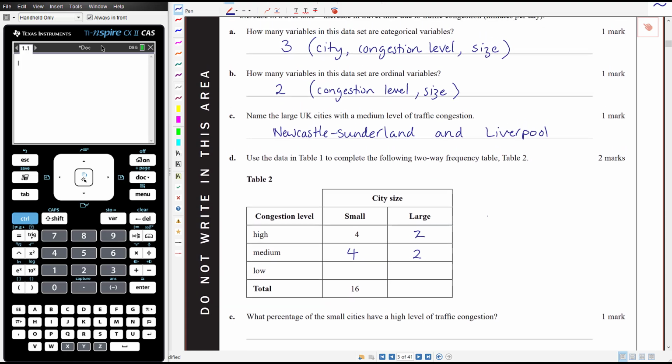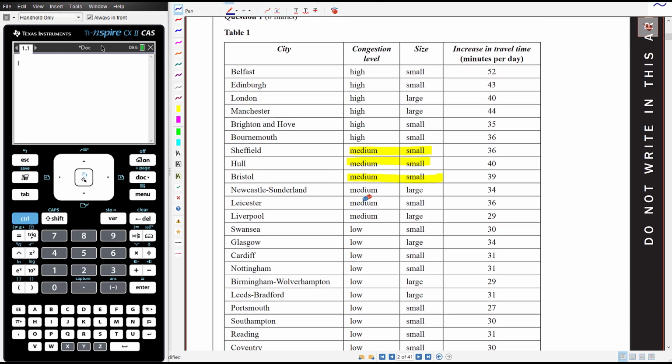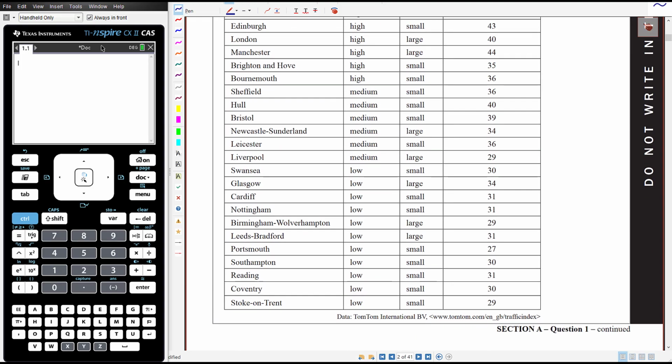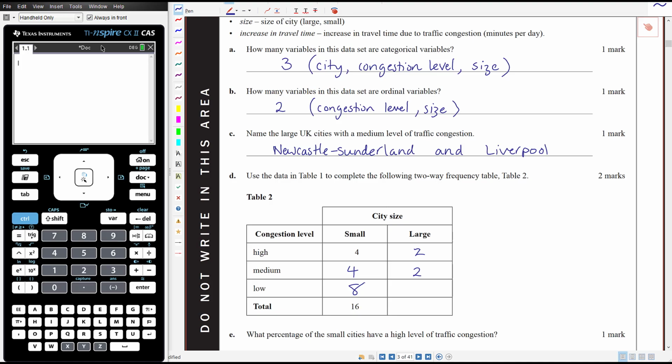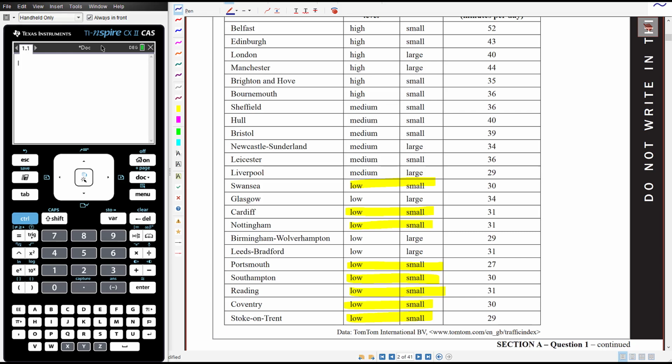And then let's look at small city size and low congestion. Okay, so small and low congestion is going to be 1, 2, 3, 4, 5, 6, 7, 8 cities with small size and low congestion. And then we want large size and low congestion, so that should be the remaining. So we've got 1, 2, 3 low congestion but large size.